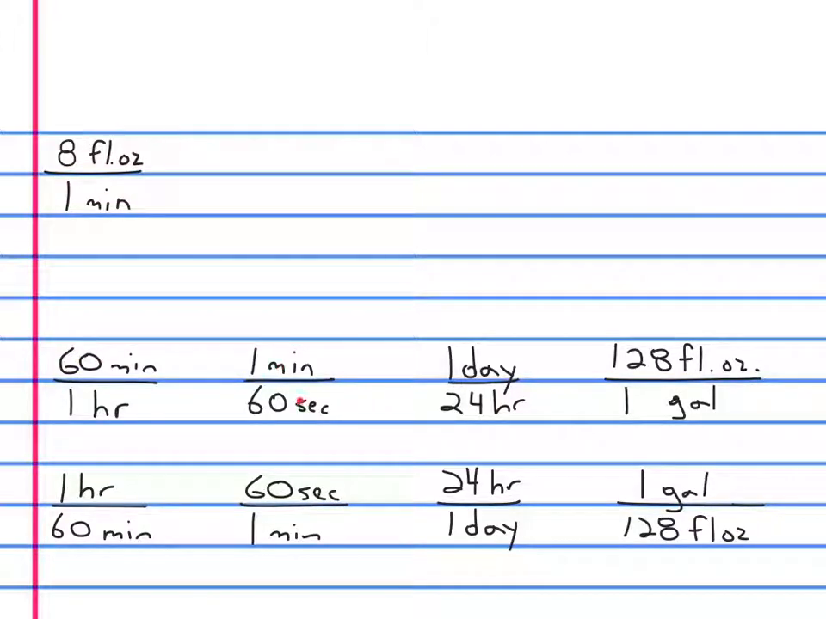So 60 minutes is 1 hour. We have 1 minute is 60 seconds, or 60 seconds to 1 minute. We also have 1 day to 24 hours, or 24 hours to 1 day. And we have 128 fluid ounces to 1 gallon, or 1 gallon to 128 fluid ounces. Okay, that's just a fact that a gallon holds 128 fluid ounces. And for those of you that are wondering, yes, I will be providing you with this type of information so you don't have to memorize it all.